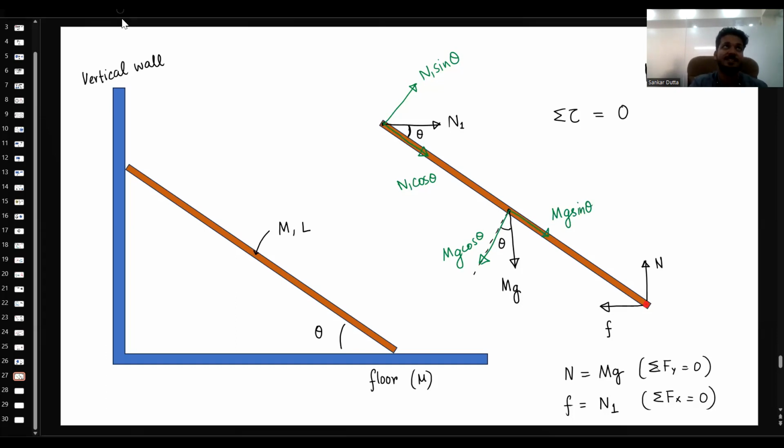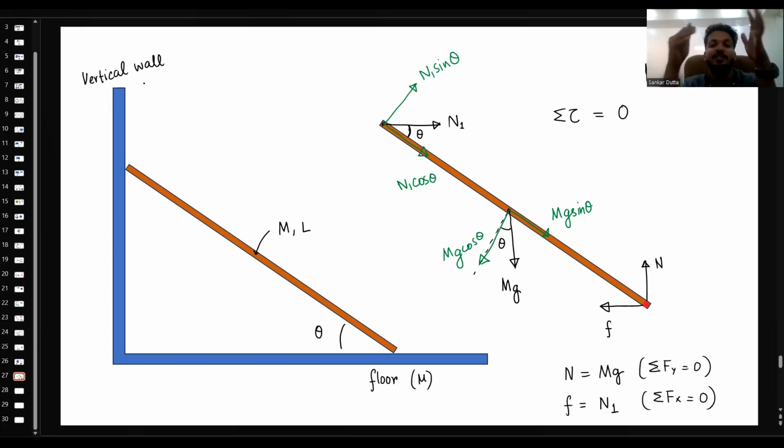Taking components like this is another way of finding out torque, and components make it really easy to figure out which of them will actually play a role in giving torque to that body. So N1 cos theta and N1 sin theta, which do you think is capable of rotating this body? N1 sin theta, just because this is the force perpendicular to R. If a force is at 180 degrees or 0 degrees, like if it is parallel to R, then that force component will not contribute towards torque. That's something that we know, right? So N1 cos theta and mg sin theta are not going to provide any torque.